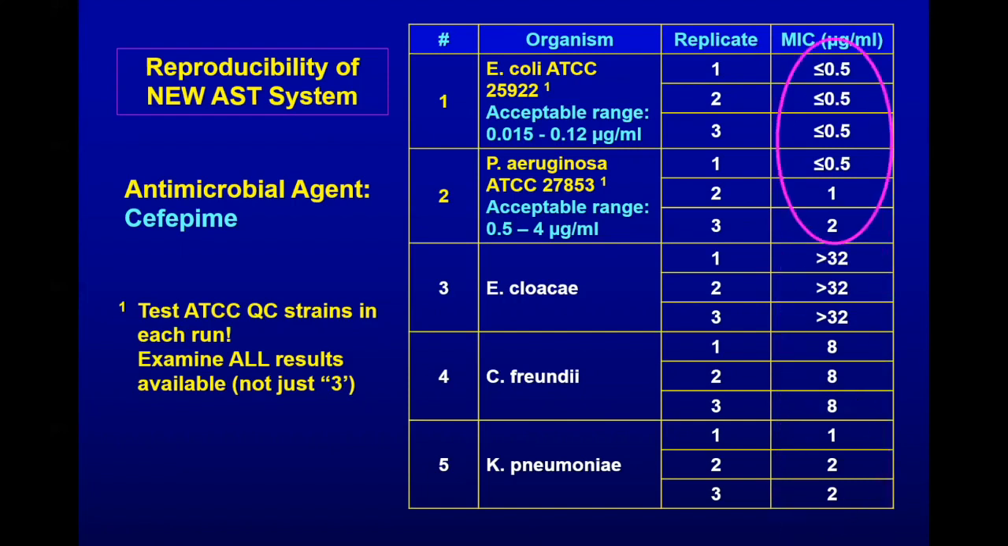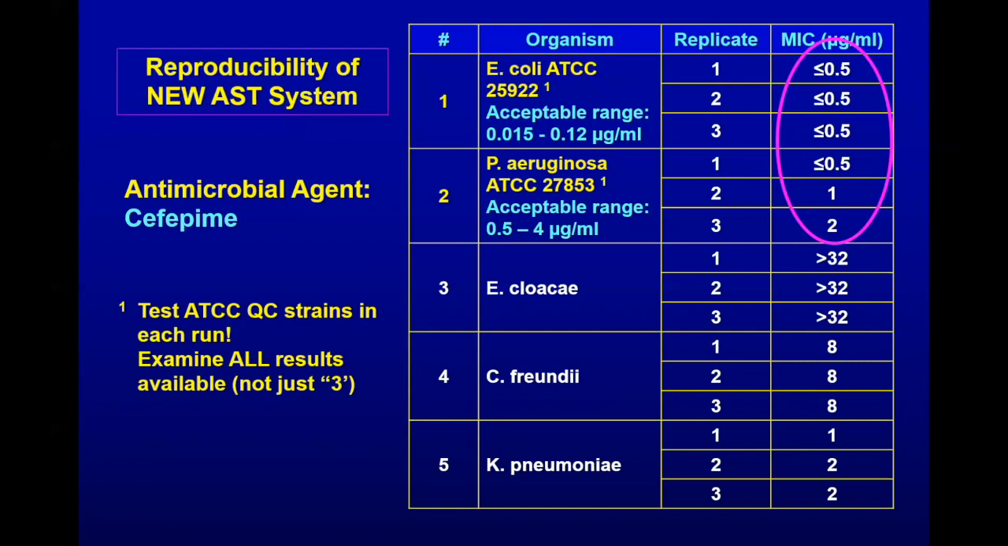And with the new test system, all of these results were less than or equal to 0.5, which is the lowest dilution on that new test panel. So looking at these results, these are off-scale results. They're really not a good assessment. This organism does not assess reproducibility well because the results are all off-scale. Similarly, with the Pseudomonas aeruginosa, although the acceptable range is a little bit higher, you can see that one of the results in the triplicates is off-scale.